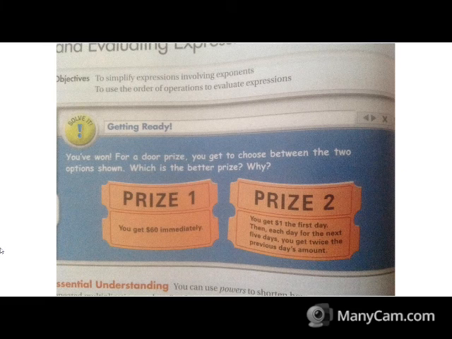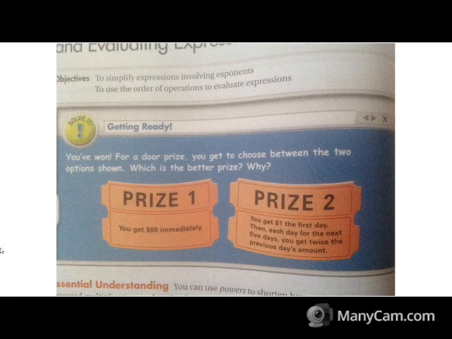So you look at prize 1. You win prize 1, you get $60 immediately. That sounds pretty good. Until you see prize 2, where it says you get $1 the first day. Then, each day for the next 5 days, you get twice the previous day's amount. That sounds pretty good too. But what does that mean?